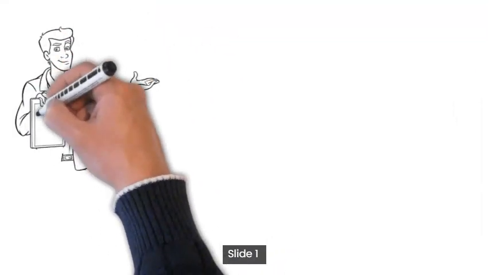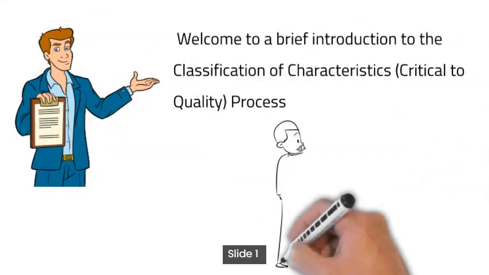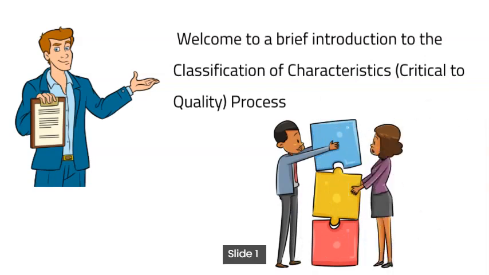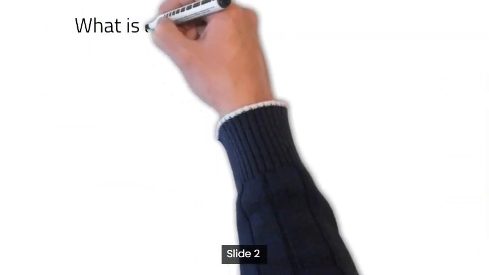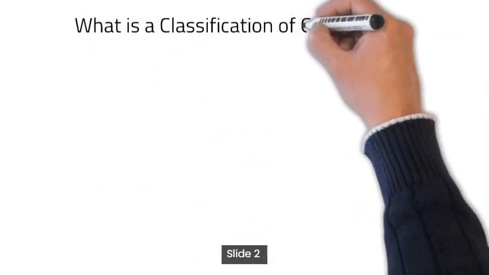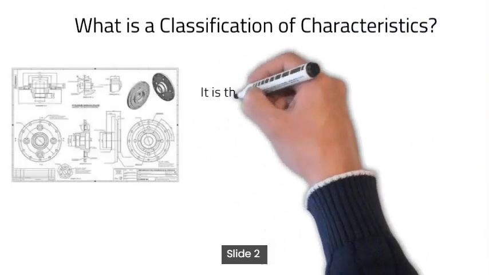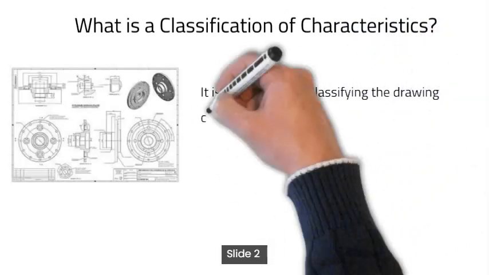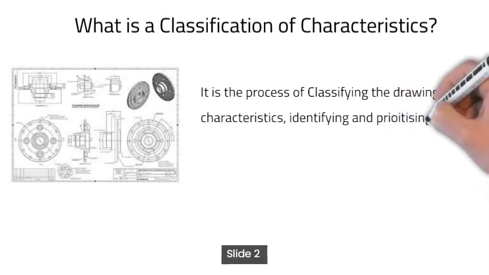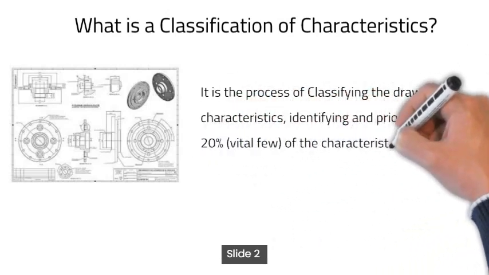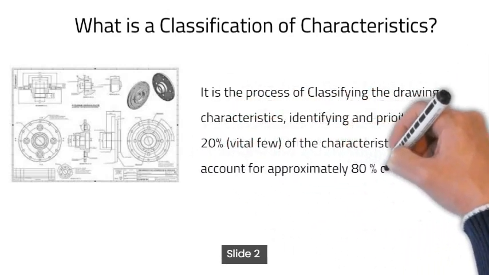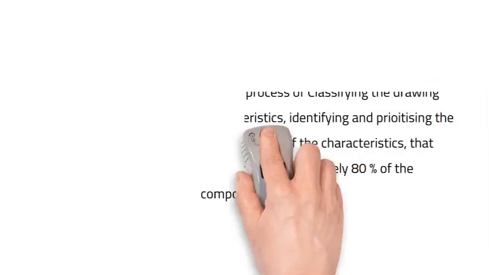Welcome to a brief introduction to the classification of characteristics, critical to quality process. What is a classification of characteristics? It is the process of classifying the drawing characteristics, identifying and prioritizing the 20%, vital few, of the characteristics that account for approximately 80% of the component function.